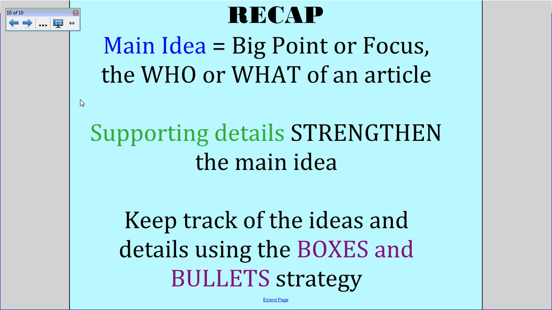So let's recap. The main idea of an article or a passage is the big point or the focus, the who or what of an article. This main idea is the basic information, the basic unifying factor that the author is trying to communicate to the reader. The supporting details strengthen the main idea and give us more information about it. You can keep track of ideas and details using the boxes and bullets strategy. Now take a second before the end of this video and summarize how you would describe the boxes and bullets strategy on your note sheet.